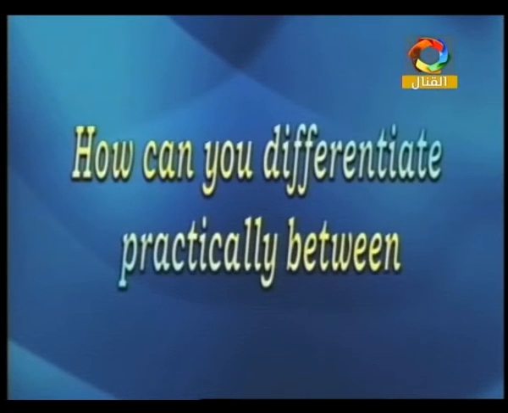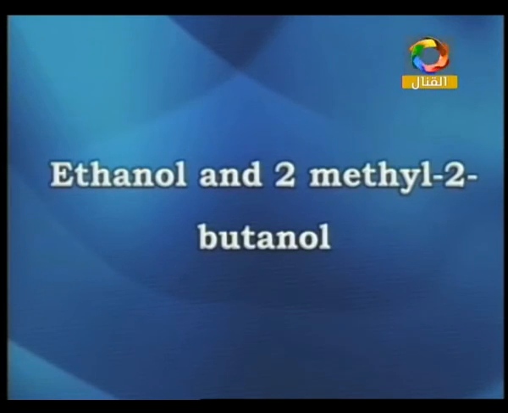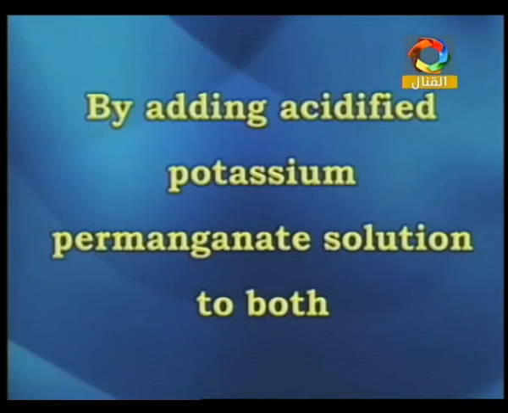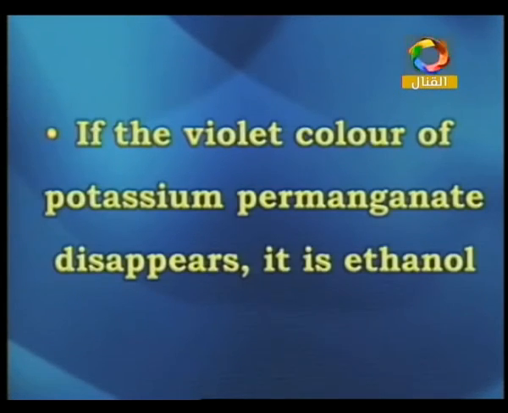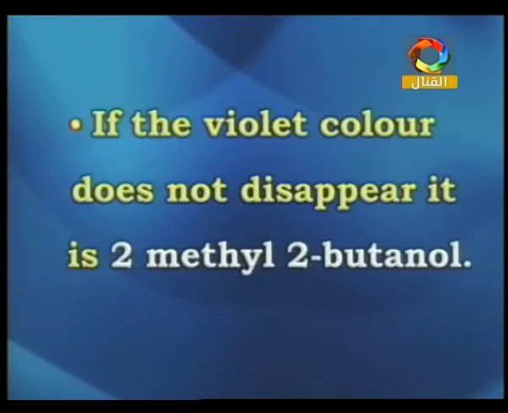Next type of question, my dear students: how can you differentiate practically between ethanol and 2-methyl-2-propanol? By adding acidified potassium permanganate solution to both of them. If the violet color of potassium permanganate disappears, it is ethanol, and if the violet color doesn't disappear, it will be 2-methyl-2-propanol.